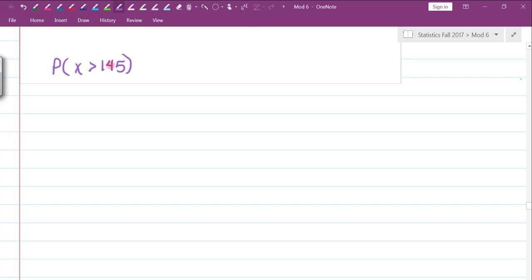Now, let's write down a couple of things so we don't forget. That mu is 150, and sigma is equal to 8.8. Now let's go ahead and draw a picture. And our picture looks like this.